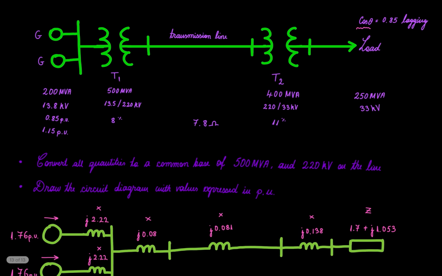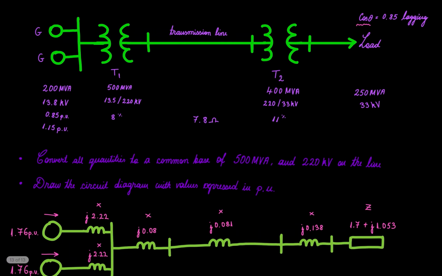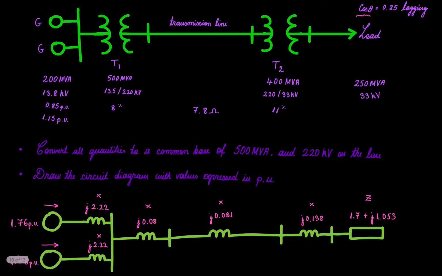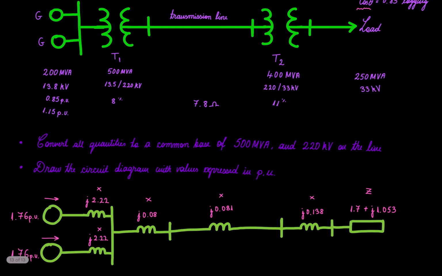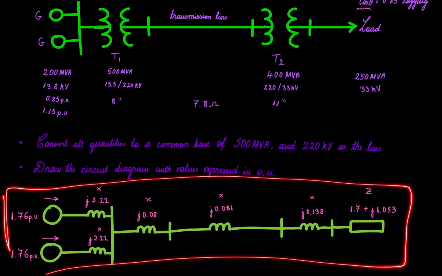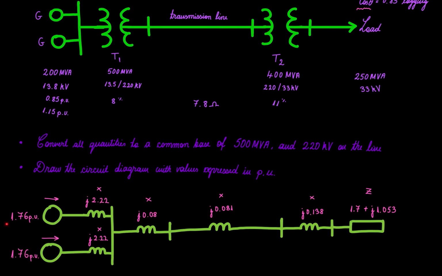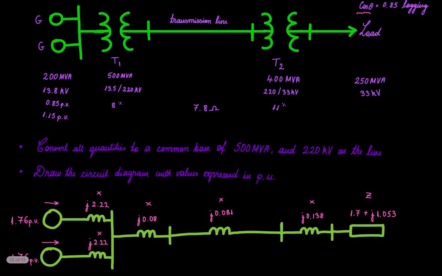What do we need to do? We need to convert all these quantities to a common base of 500 MVA and 220 kV on the line, and draw the circuit diagram with values expressed in per unit. So here is the circuit diagram, and the values in pink is what we have converted to the new base, everything in per unit. So how do we do this?